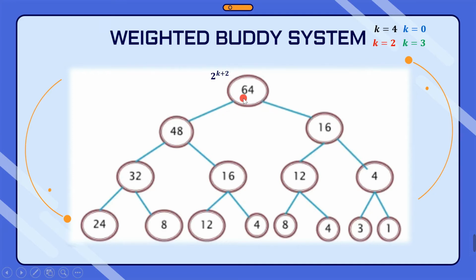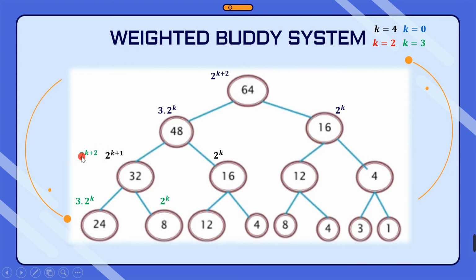The first block will use 2 power k plus 2, where our k is 4. So when we split, it will be 3 times 2 power k and 2 power k. For 3 times 2 power k, we'll split using this formula, which is 2 power k plus 1 and 2 power k. For 2 power k plus 1, we must find the new k.